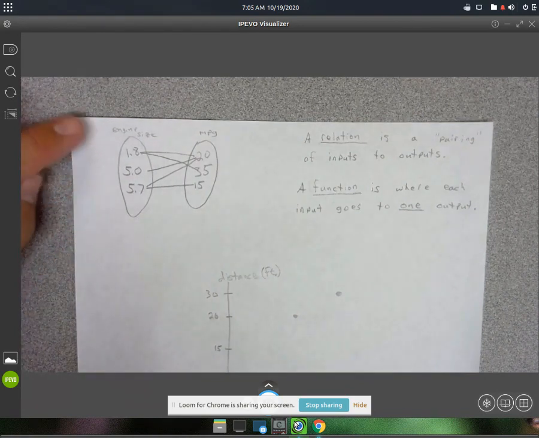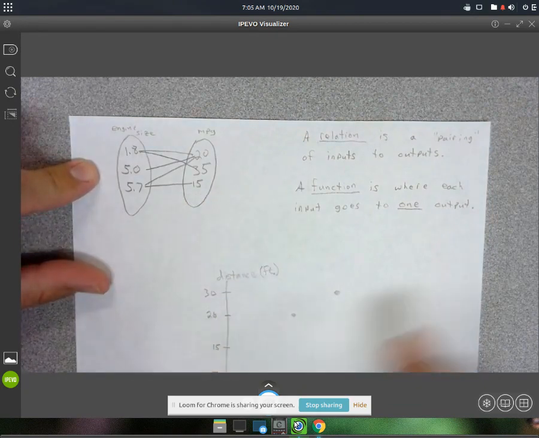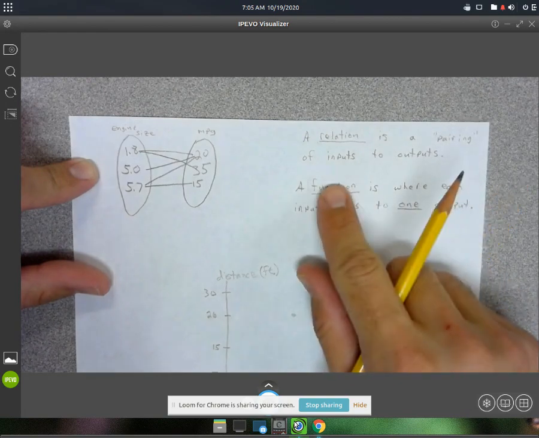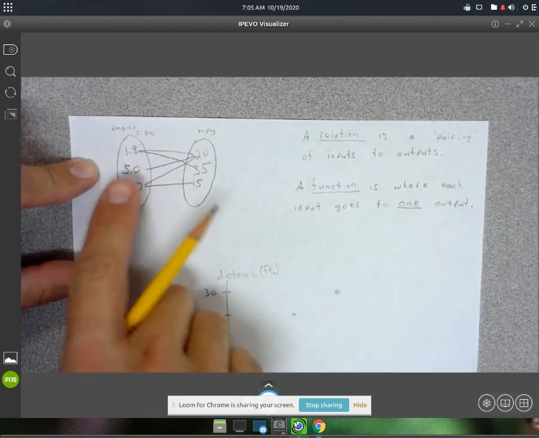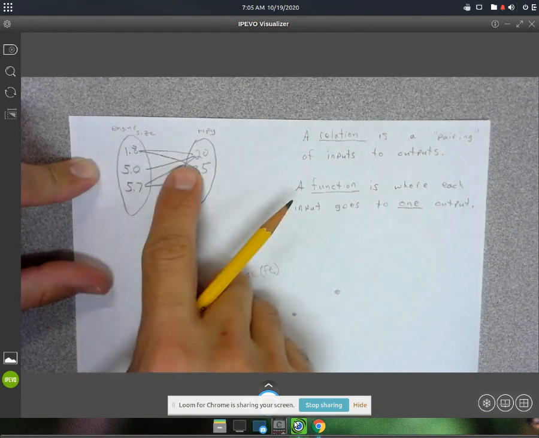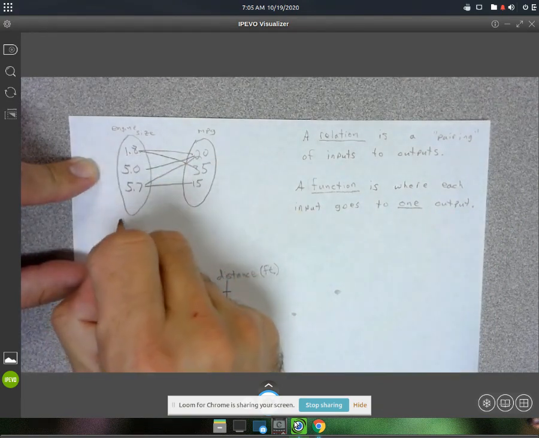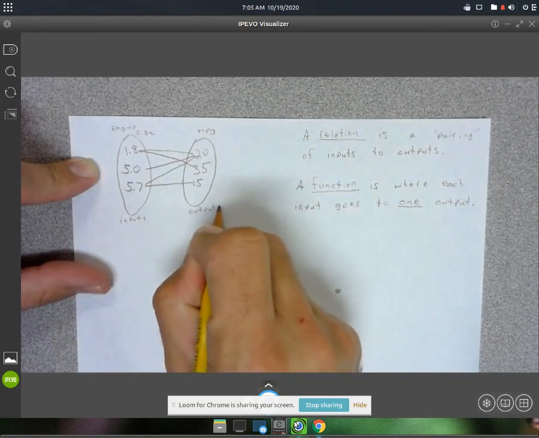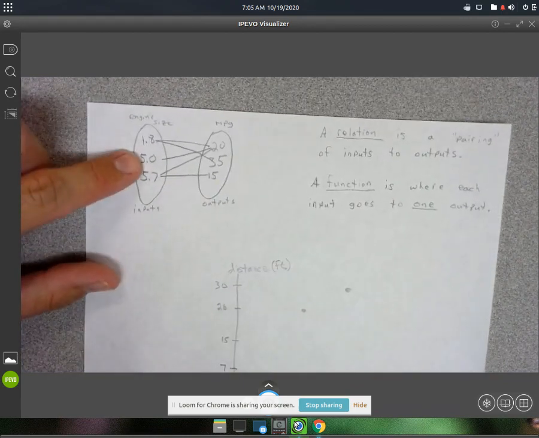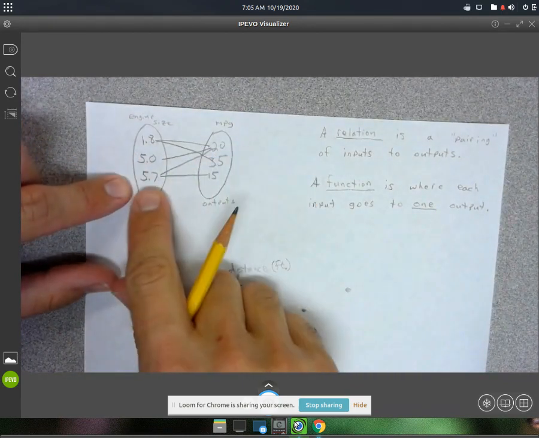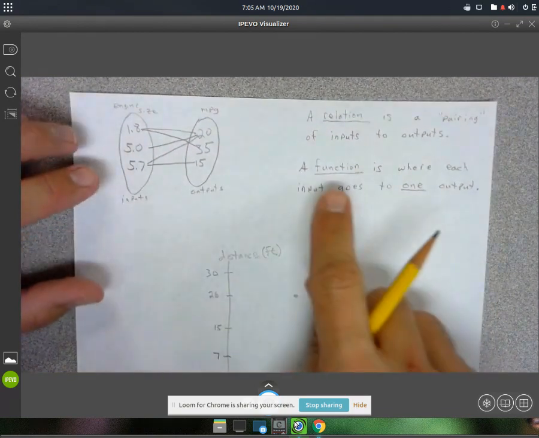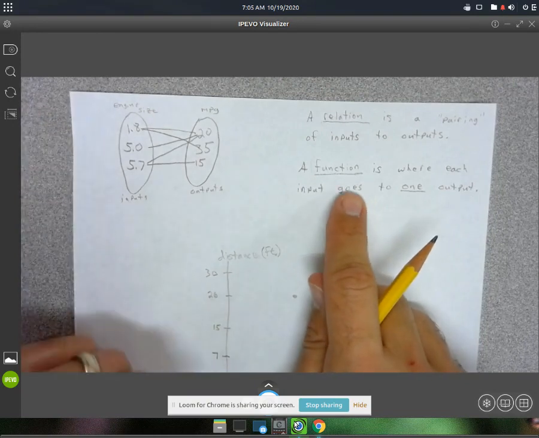We're pairing the engine size to the miles per gallon. A relation is just a pairing of inputs to outputs. Here you can see we've paired the engine size to the miles per gallon. These are my inputs, and these are my outputs. So I'm saying the 5.0 goes to the 20, the 5.7 goes to 20, and it goes to 15.